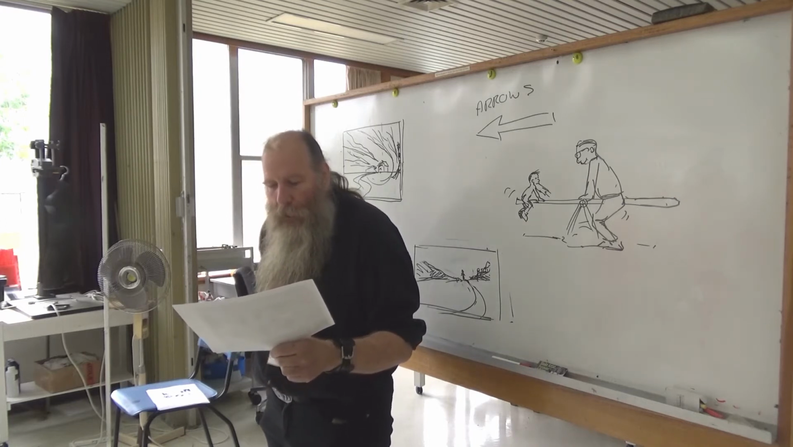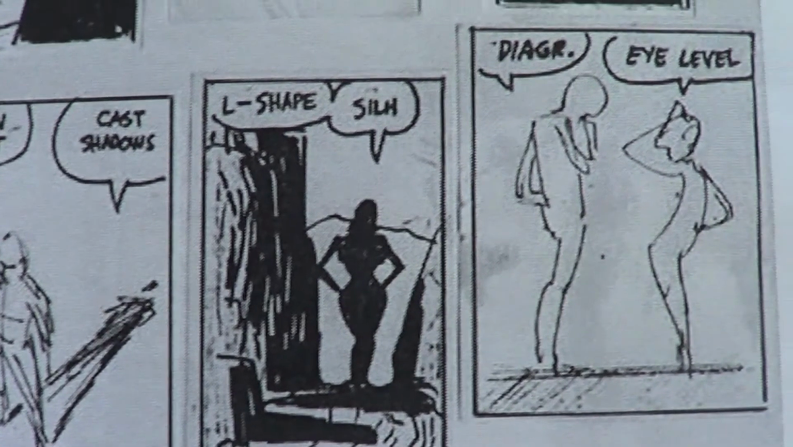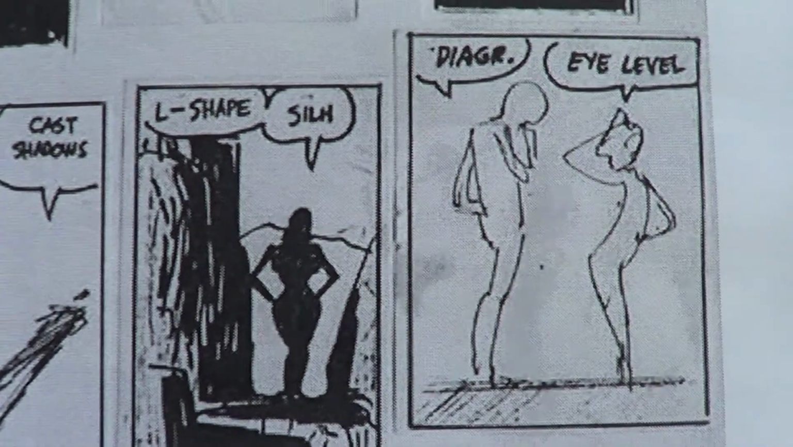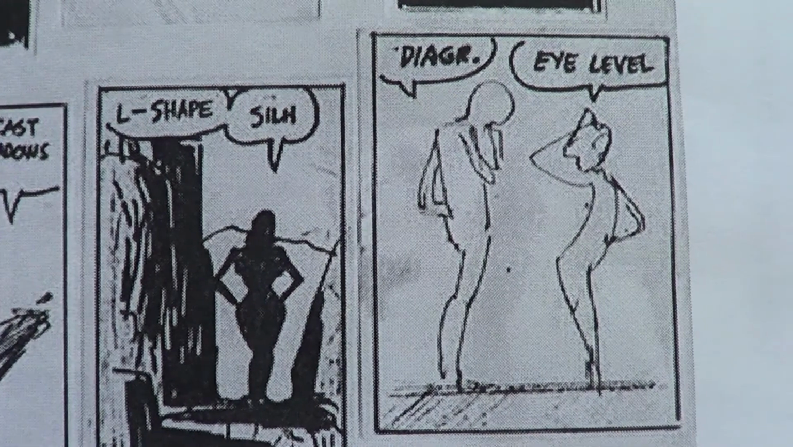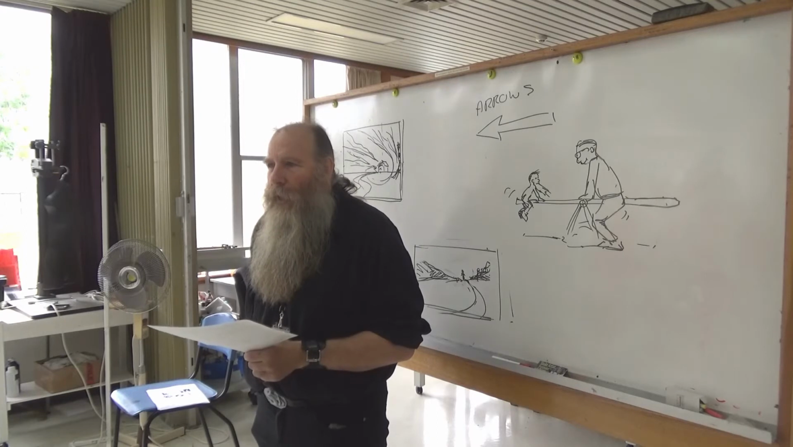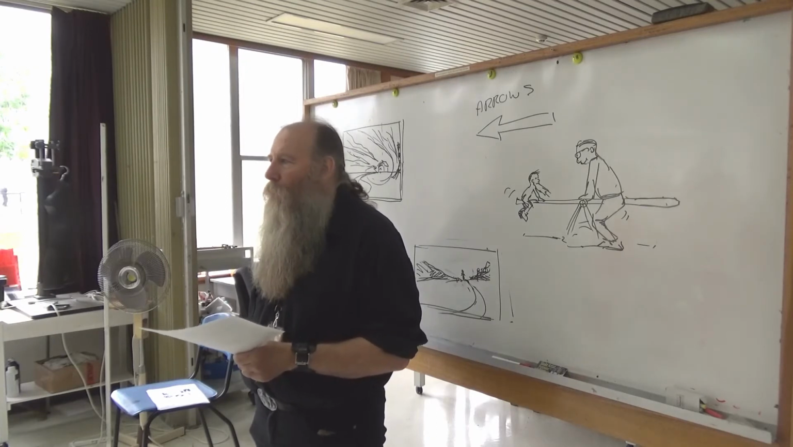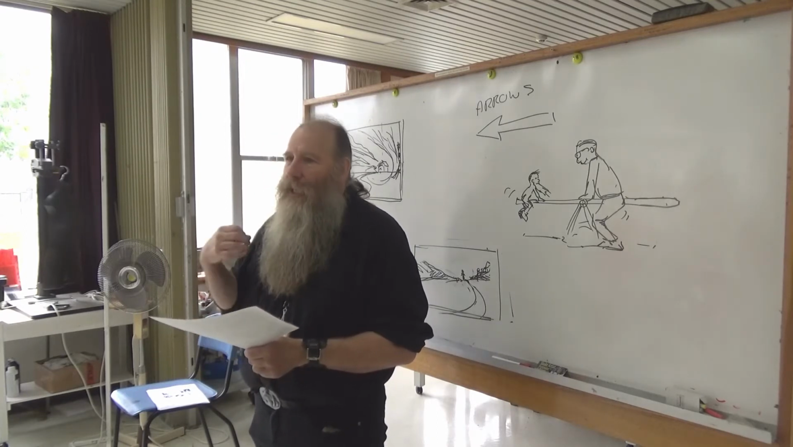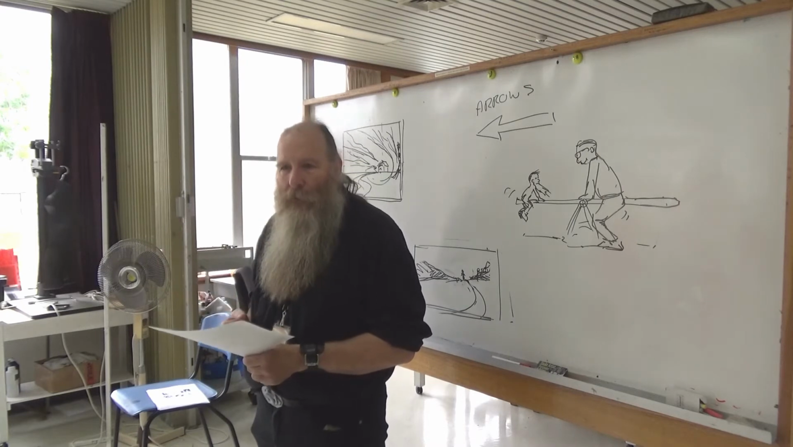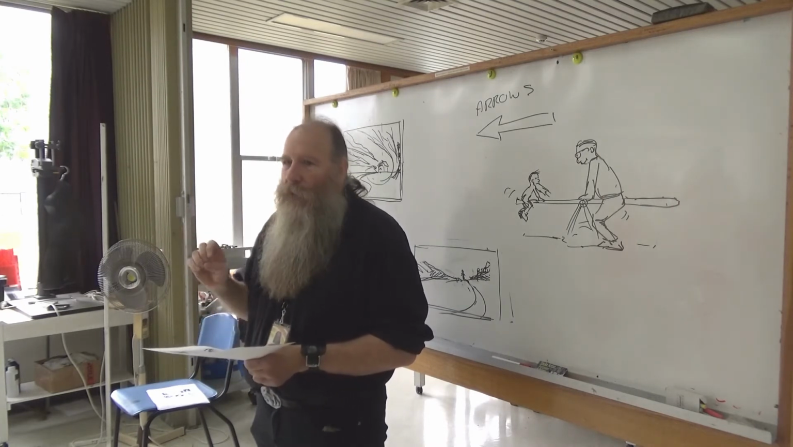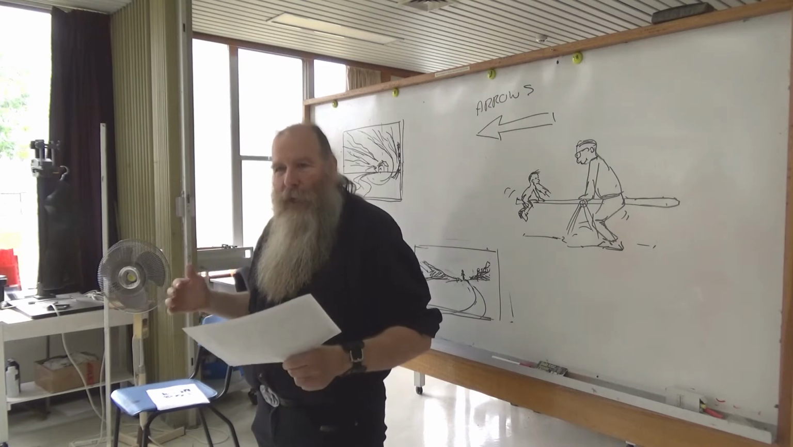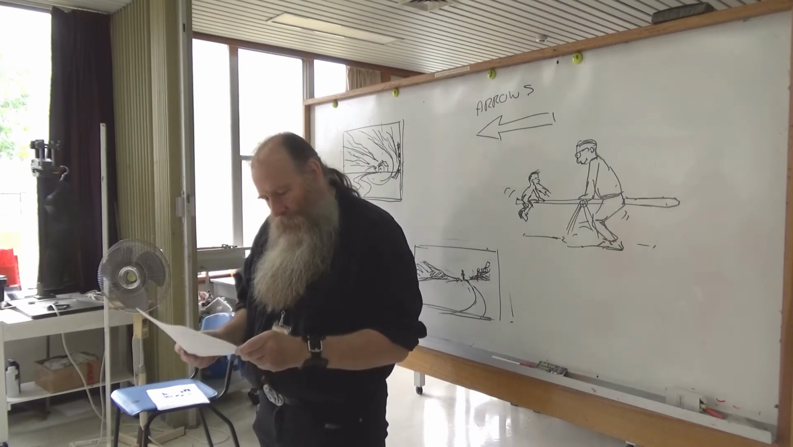Next one is diagram. If you've seen a technical book of a diagram, it doesn't have much in the way of tones or shading. It tends to be just a line drawing. And sometimes the diagram is an interesting way of working because it can give you a lot more information, because tones and shading can hide information.